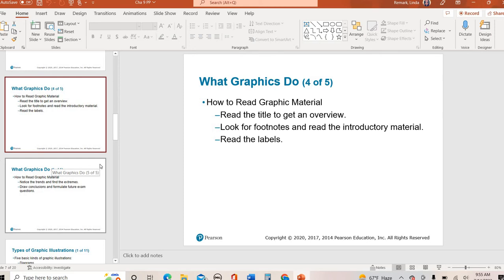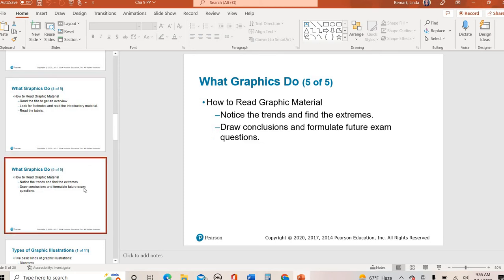Look at the labels, the X and Y axis. Look to see how things are organized. You also want to look to see if there are any outliers like trends or extremes, and then eventually draw conclusions and maybe even ask yourself some questions that would help understand the graphic a little bit more.